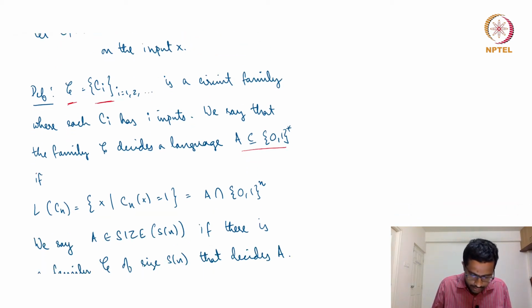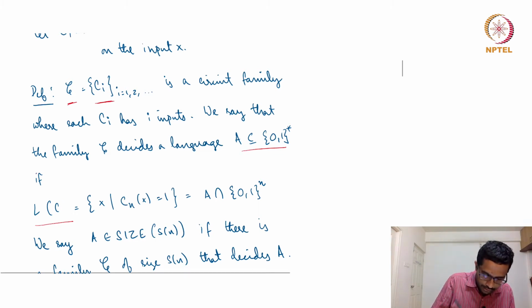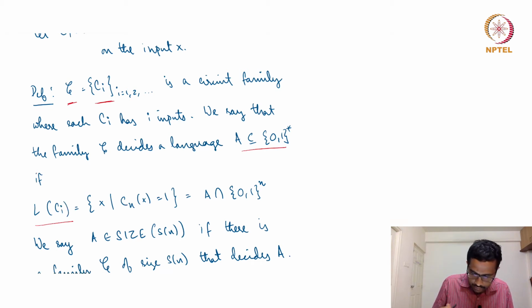So if the language corresponding to the... I have used n here, maybe I'll replace it with i. The language corresponding to the Ci is nothing but all the i-bit instances of A. So what is the language corresponding to Ci? It is those sets of i-bit inputs. Remember, Ci only takes as input i-bit strings.